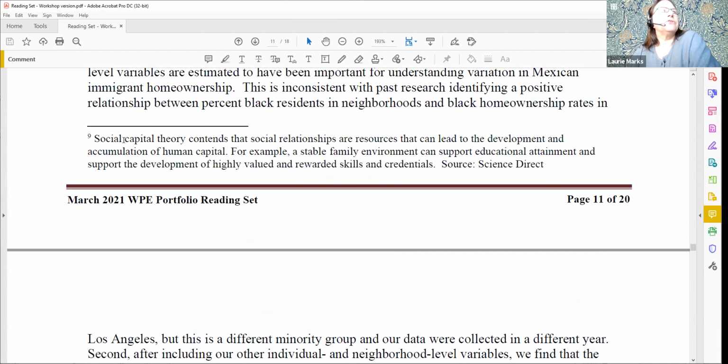Social capital theory contends that social relationships are resources that can lead to the development and accumulation of human capital. For example, a stable family environment can support educational attainment and support the development of highly valued and rewarded skills and credentials.